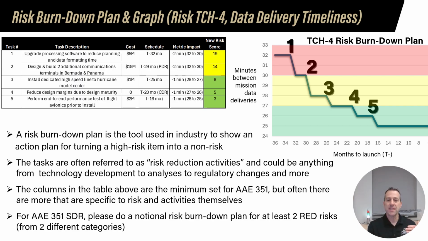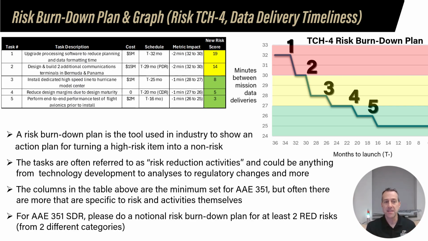So what I've done is I've taken a shot at... wait a second, let me finish explaining the main parts of the chart here. These tasks, the individual tasks in a risk burn down plan, are called risk reduction activities. That's kind of a generic industry term. So if you're going to talk about these things in your presentations, saying our risk reduction activities is something that would be instantly recognized by industry members as a common terminology to describe this. And it could be anything from technology development, analyses, regulatory changes, you name it.